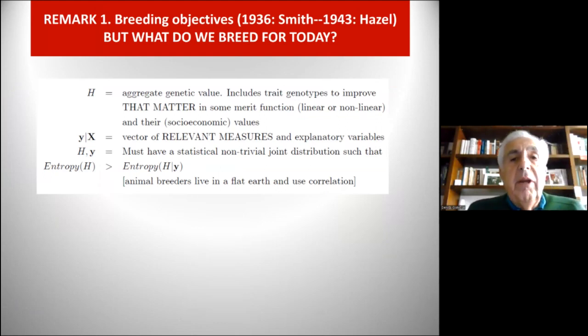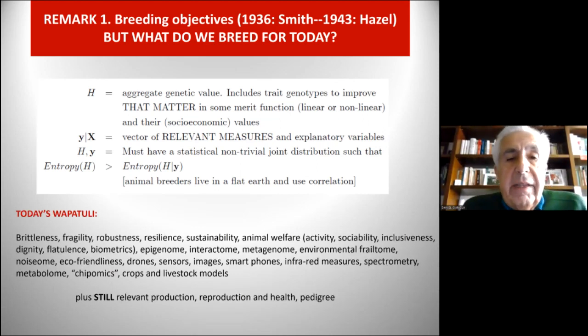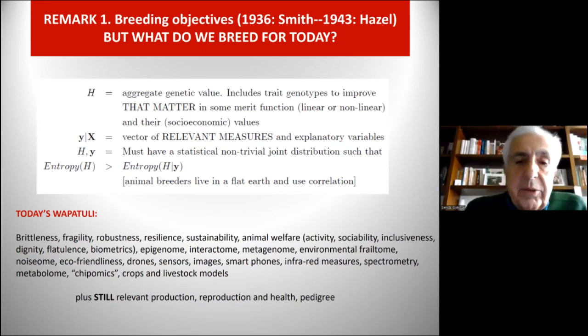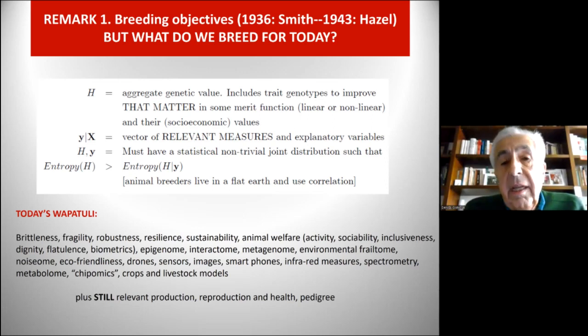The first one, let me go back again to the question of the definition of a breeding objective. Today it is not easy to define a breeding objective because we have all these buzzwords that everybody uses and that very few can define precisely, such as brittleness, fragility, robustness, resilience, sustainability, activity, sociability, inclusiveness, epigenome, interactome, et cetera. And we still have to improve production, reproduction, health, and use pedigrees as much as we can and genomic information. So it's not easy to formulate breeding objectives in today's time, and nobody has a crystal ball.